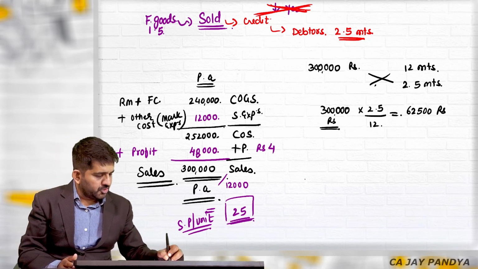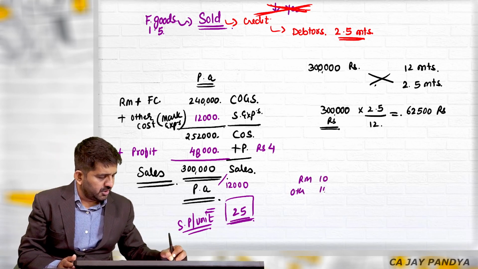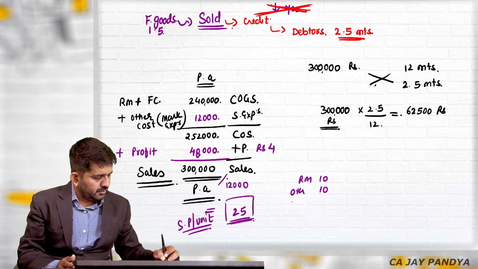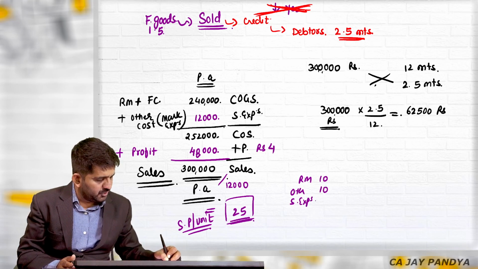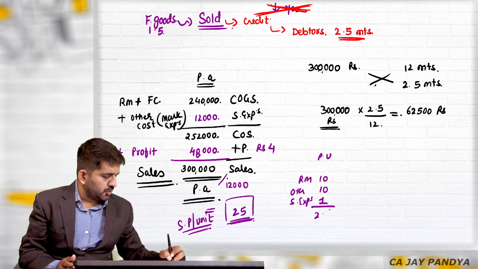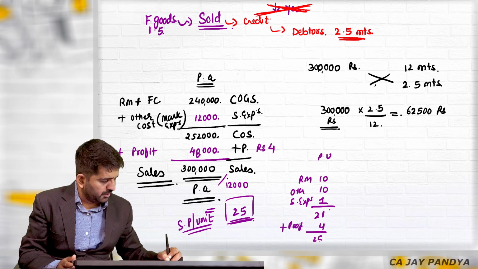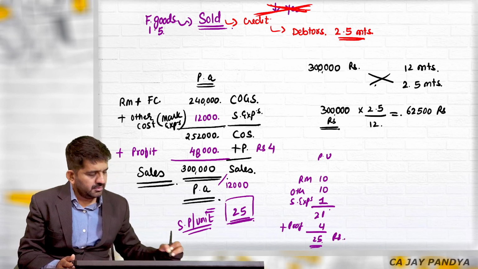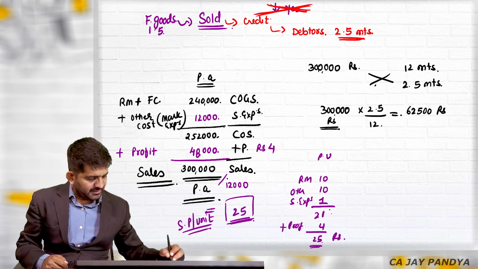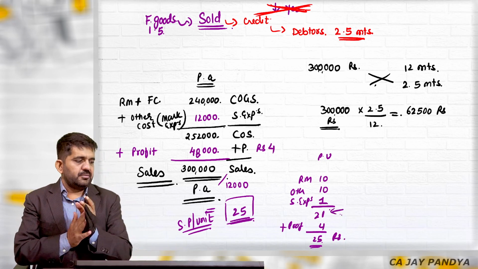So our cost sheet goes like: raw material 10, other cost 10, selling expenses 1 per unit. This is 21 rupees plus profit of 4 rupees. So total is 25 rupees per unit selling price, and cost per unit is 21, including selling cost.